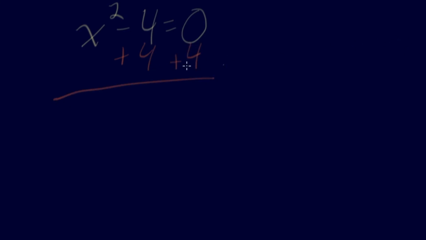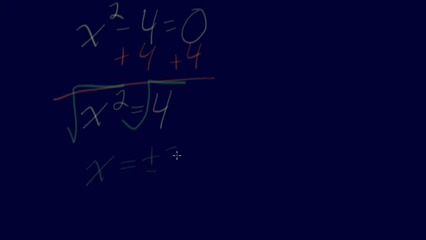And let's see what we end up getting. So we end up getting x squared equals positive 4. And if we want to get x all by itself, I need to use the power of the square roots. So the square root of x squared is simply x. And of course, the square root of 4 is plus or minus 2. So that means x equals plus or minus 2. Does that make sense? It sure does, if you go and check your answers, which is always a good thing to do.